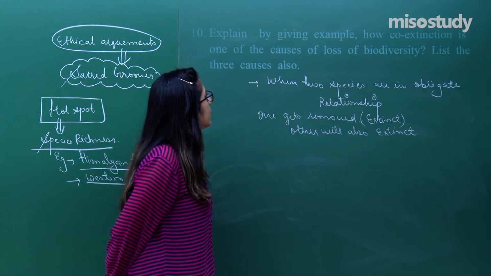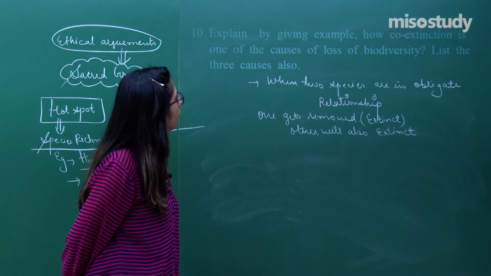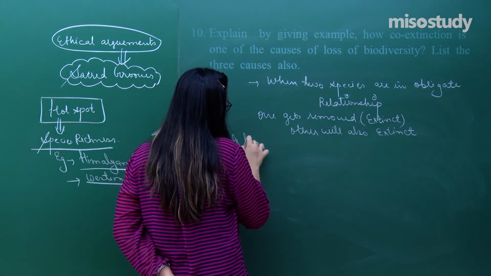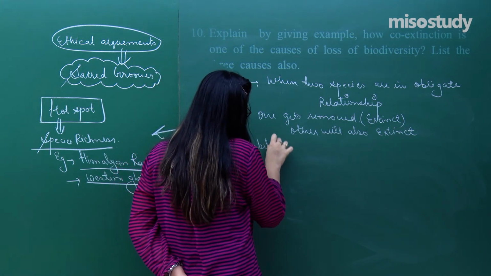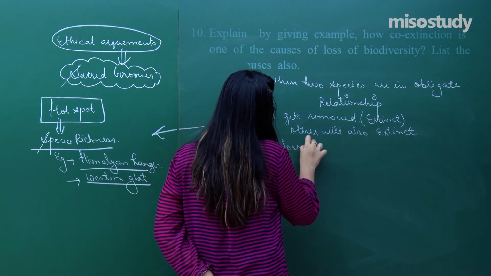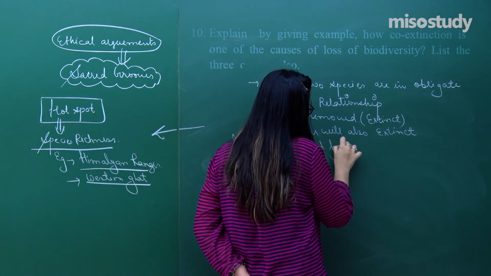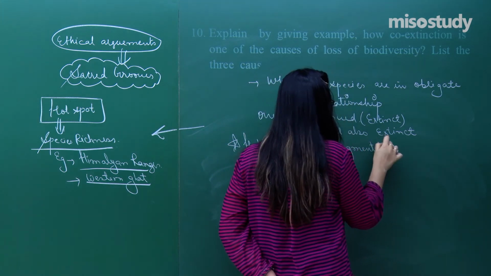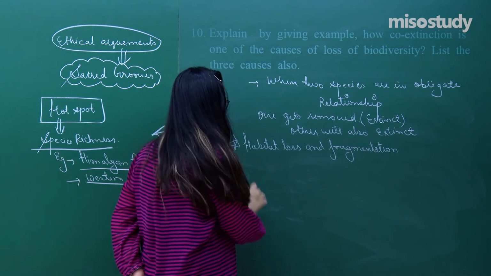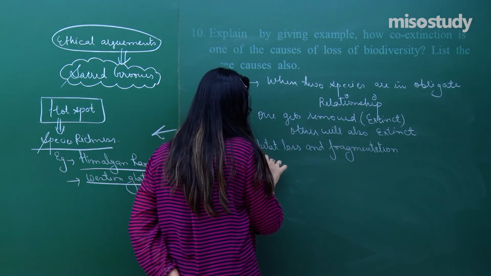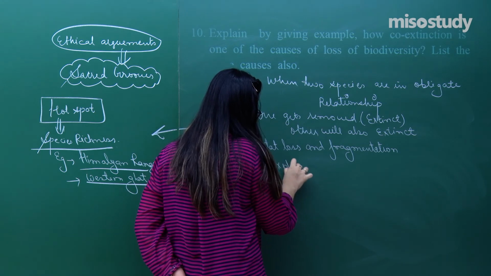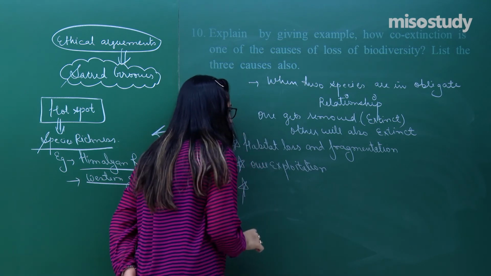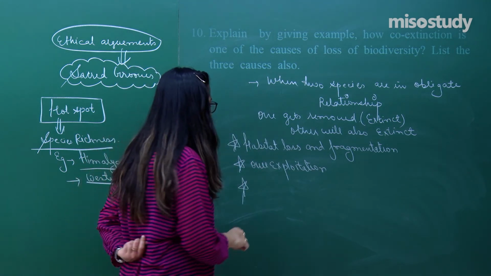Now list the other 3 causes also. The other 3 causes which you can write are habitat loss and fragmentation. Second one is overexploitation. Third one which you can write is the introduction of alien species.